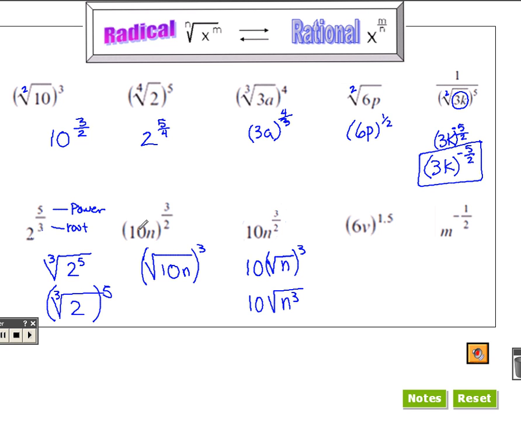All right, we're almost done. We got 1.5. We could change that to a fraction. 3 halves would be 1/2 and 1. So we could change that and then do exactly what we've been doing. So square root of 6v to the 3rd power. And then a negative, just like up here, that negative tells me it's going to be 1 over m to the 1/2 power. Well, that's my root and that's my power. So I do a square root and that would be what I get. All right.